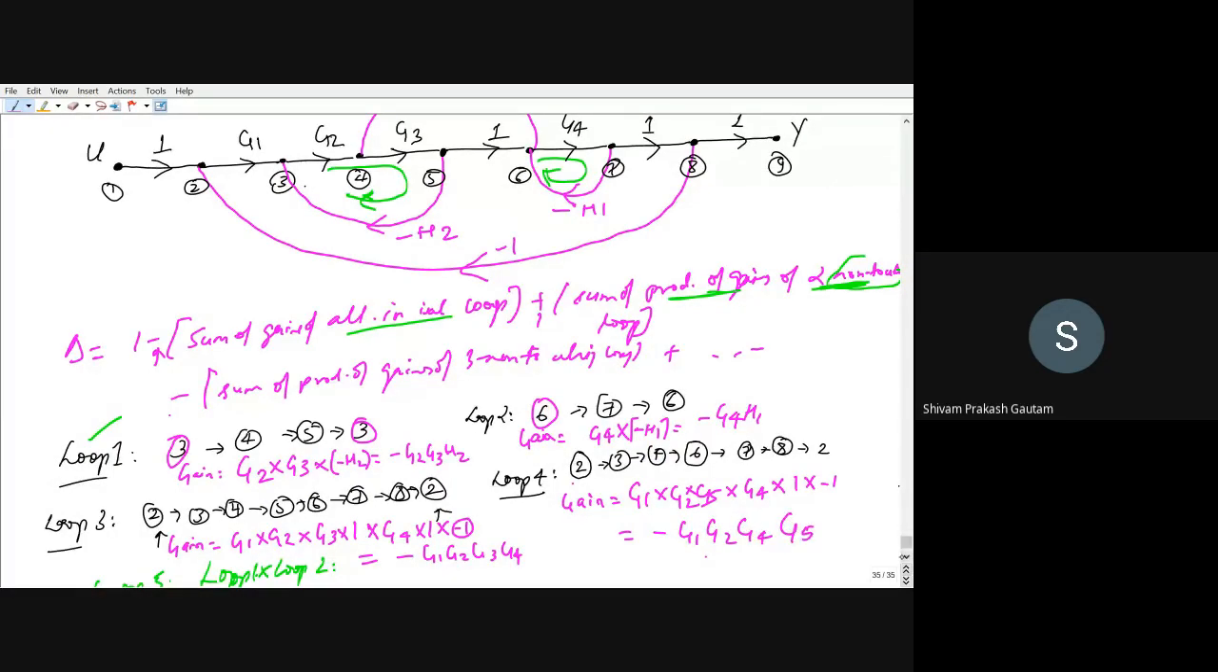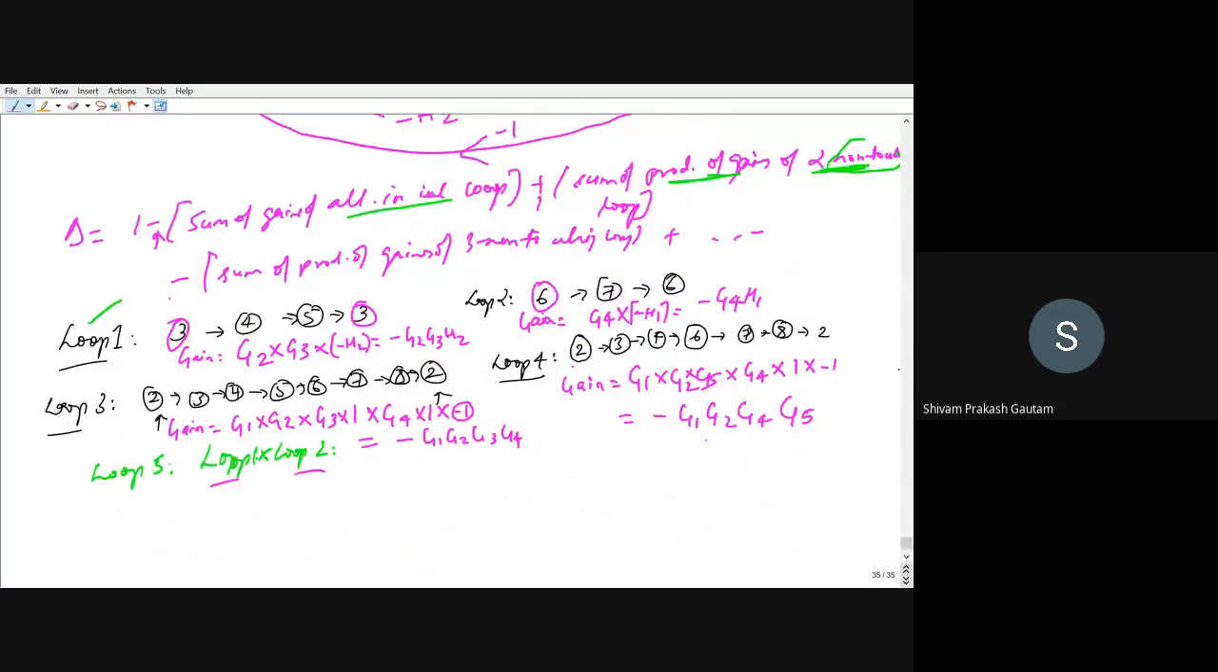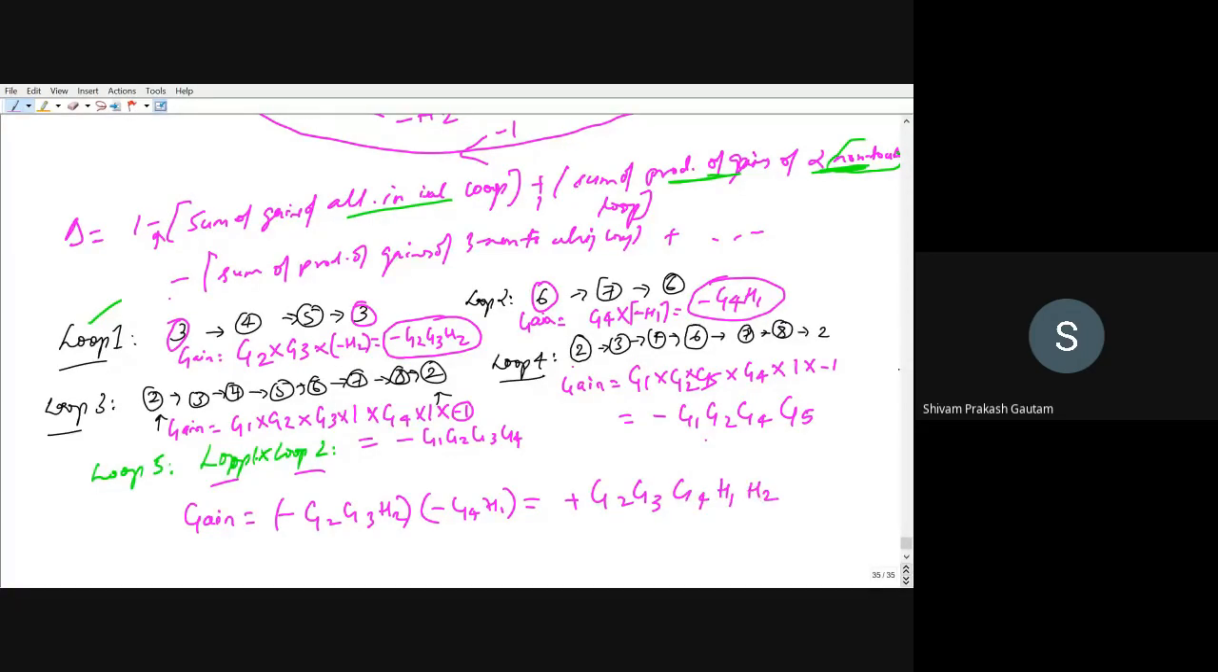This is the gain. Now we have to take two non-touching loops, loop 1 into loop 2. You have to take the gain of loop 1 into loop 2. So loop 1 gain is how much? You can see here: minus of G2, G3, H2 multiplied by, what is the gain of loop 2? Minus of G4 into H1. Minus into minus will be plus. So G2, G3, G4, H1 into H2. This is the gain. Right? All right. Should we move forward?